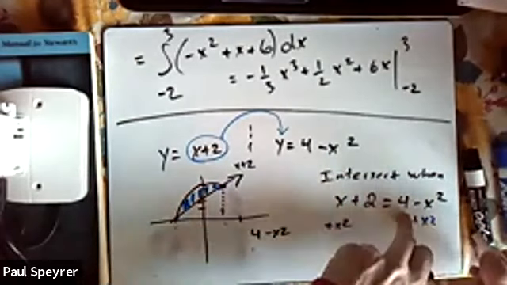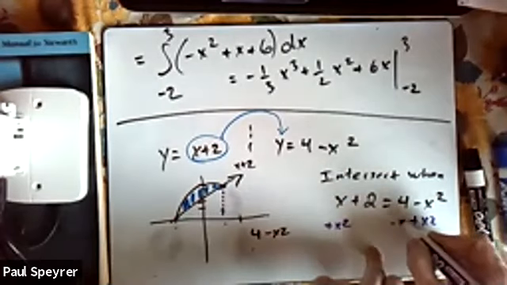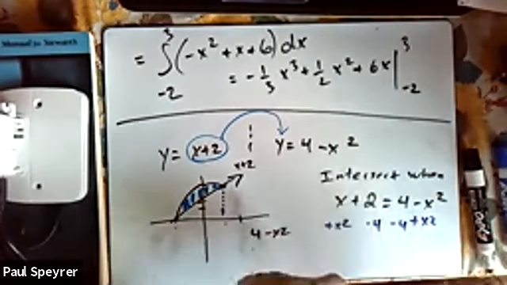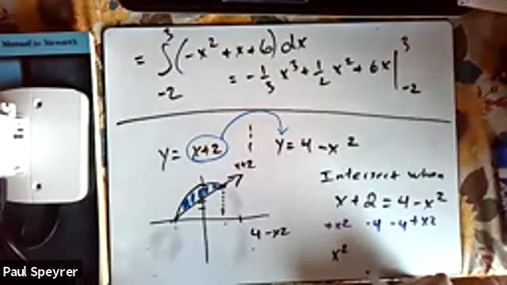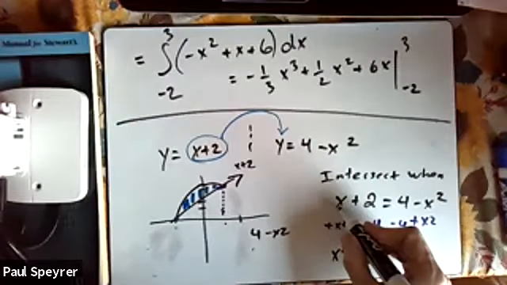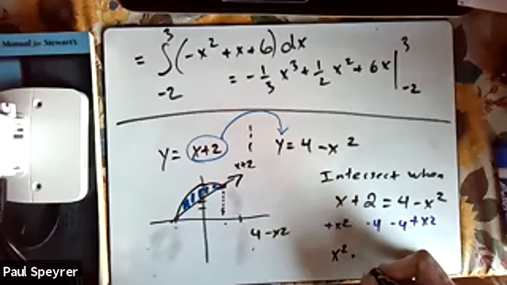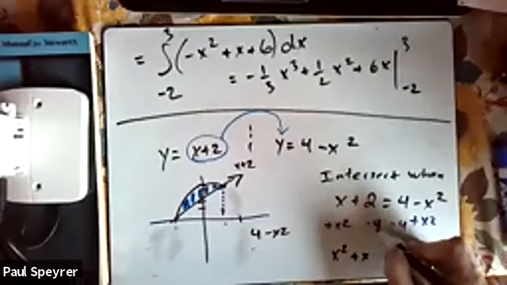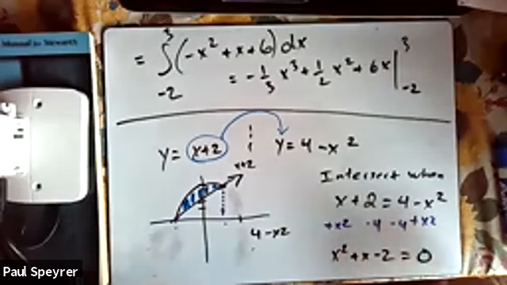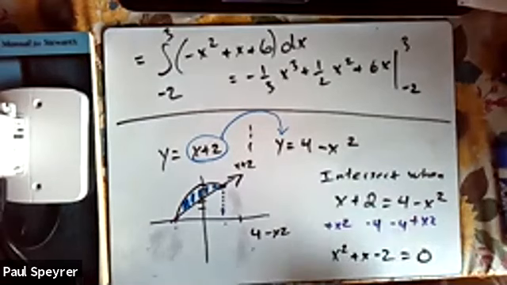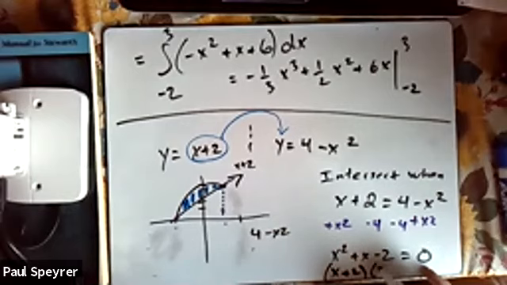Also, let's move that 4 over as well, and I'm going to subtract 4 from both sides. In doing so, what do we ultimately have? We have x squared, this x staying, plus x, and we have 2 minus 4, which is 2, and all is equal to 0. And then factor this right here. This is x plus 2 times x minus 1 equals 0.